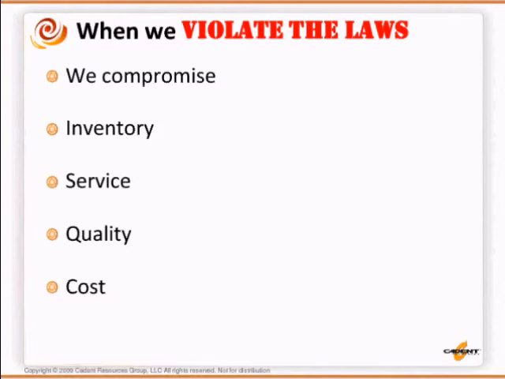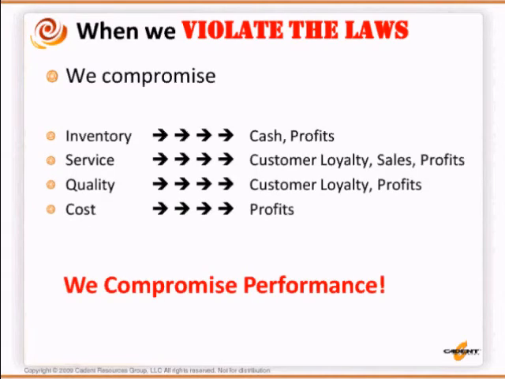When we violate the laws of interdependency, we compromise inventory, service, quality, and cost. And when we compromise inventory, that costs us cash and diminishes profits. When we compromise service, that affects customer loyalty, sales, and profits. When we compromise quality, it's customer loyalty and profits. And cost, obviously, takes right off the bottom line. So we compromise performance when we violate these laws. And notice that profits is in every one of those.